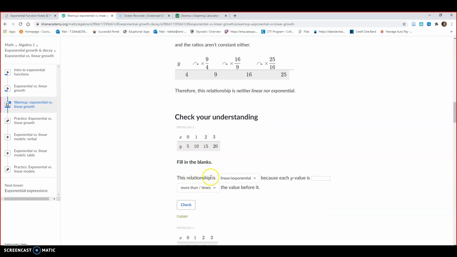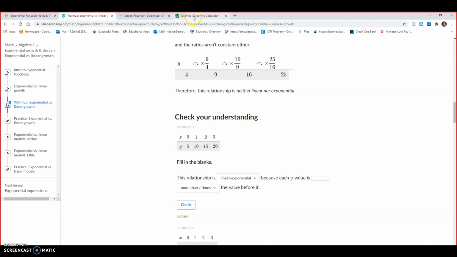So is this relationship linear or exponential? I can take a look and say right now, I'm adding 5 to the y each time. But how am I doing that with x? Is it 0 plus 5 gets me 5? Yes. 1 somehow getting me to 10. Is it 1 times 10 is 10? Is it 1 plus 9? It has to be the same pattern.